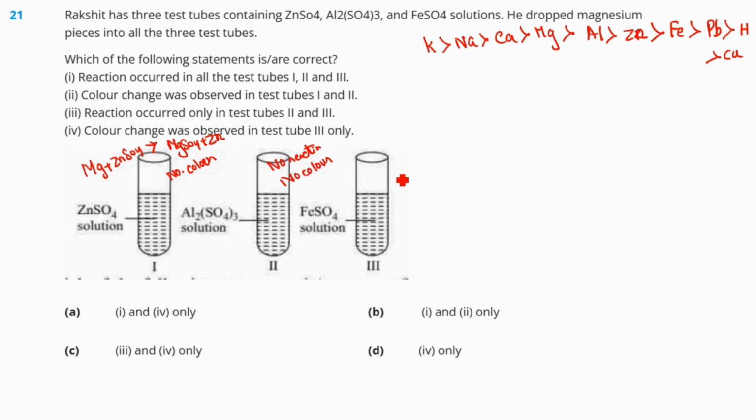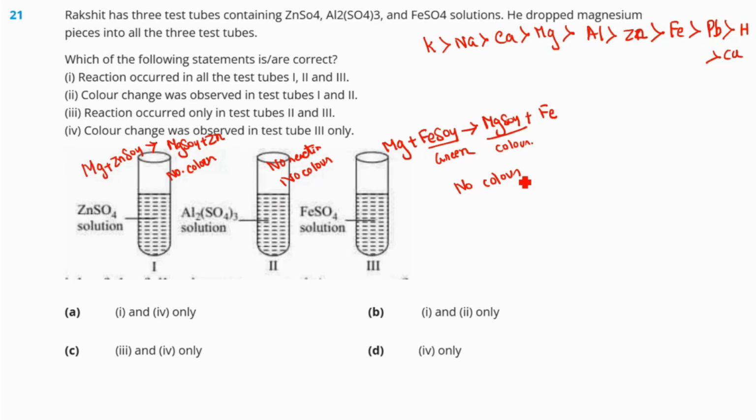Correct? In the third test tube, we have FeSO4. So it is Mg plus FeSO4. It becomes MgSO4 plus Fe. So here, a reaction is taking place, and FeSO4 is green in color, right? And MgSO4 is colorless. So no color.